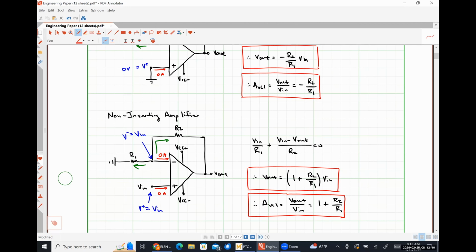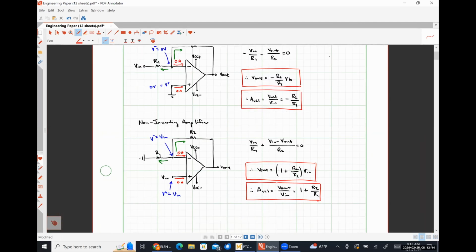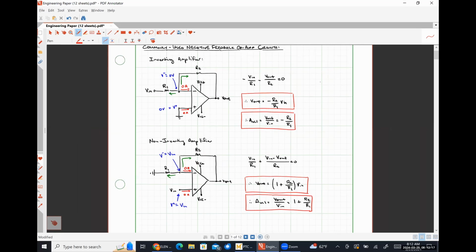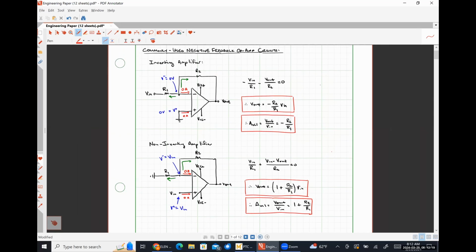Now, one thing that I want to point out, and I'm going to try to zoom in here so that we can see both of these at the same time, is how we can easily identify what type of amplifier we have. Because these two are so incredibly similar, sometimes it's difficult to sort things out.